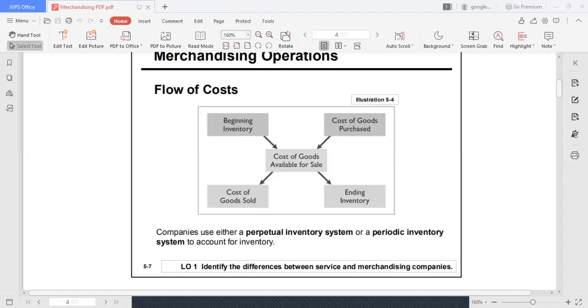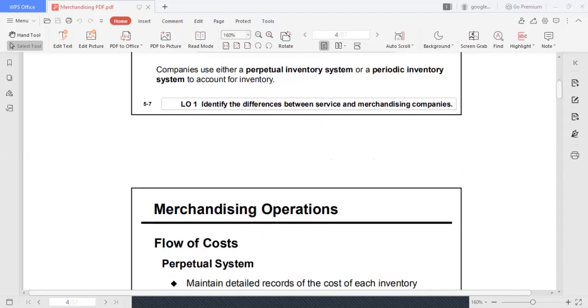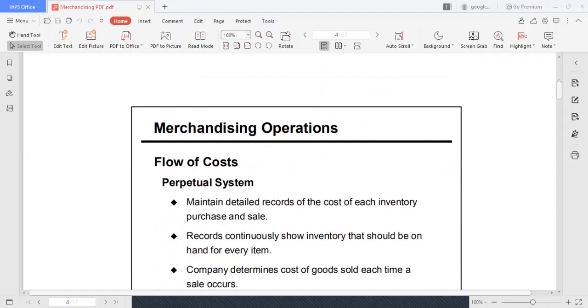Companies use either a perpetual inventory system or a periodic inventory system to account for inventory. What is the difference, or what is a perpetual and what is a periodic?